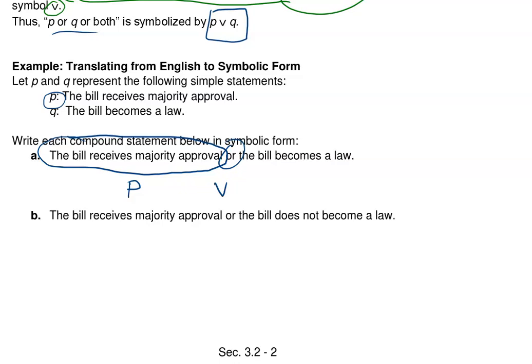But the last part of it, the bill becomes a law. That is statement Q, so we can let Q represent that. And so symbolically, we can represent that compound statement like this. And we would read it as P or Q. And again, we mean that both could be the case. The bill receives majority approval, or the bill becomes a law, or both might be true.